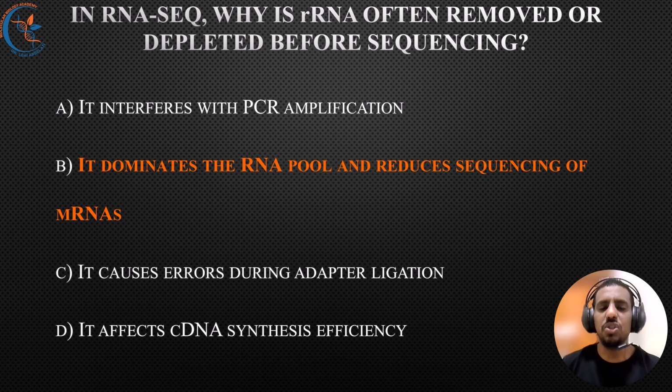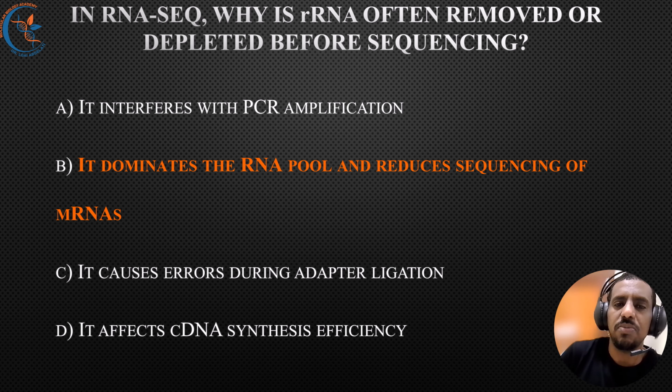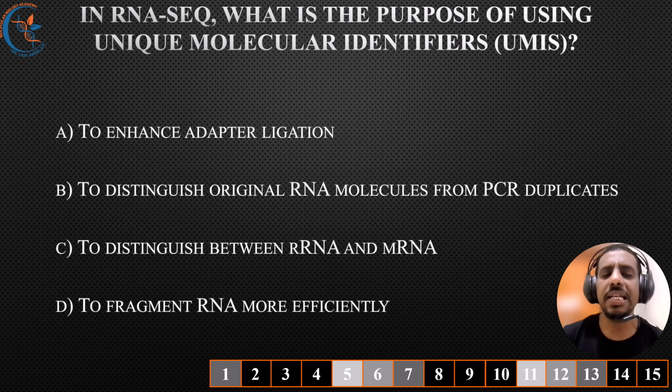The correct answer: it dominates the RNA pool and reduces sequencing of messenger RNA, right? As we know, ribosomal RNA makes up about 80 to 90% of the total RNA, right? If not removed, it would consume most of the sequencing reads, leaving very little room for studying the messenger RNA or other RNAs of interest. Okay, let's move on. Alright, in RNA sequencing, what is the purpose of using unique molecular identifiers?